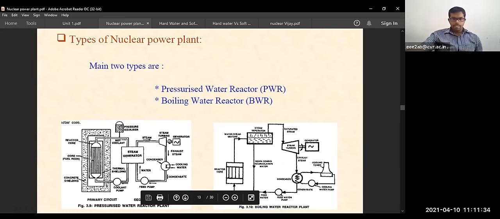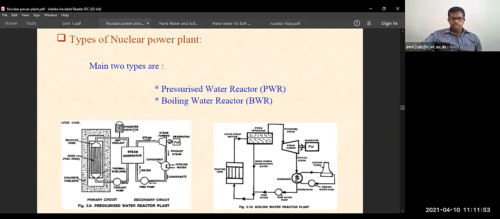Next is the concrete shielding. Surrounding this reactor, concrete shielding will be there. Next, this is the coolant. What we are doing is passing the coolant over here.